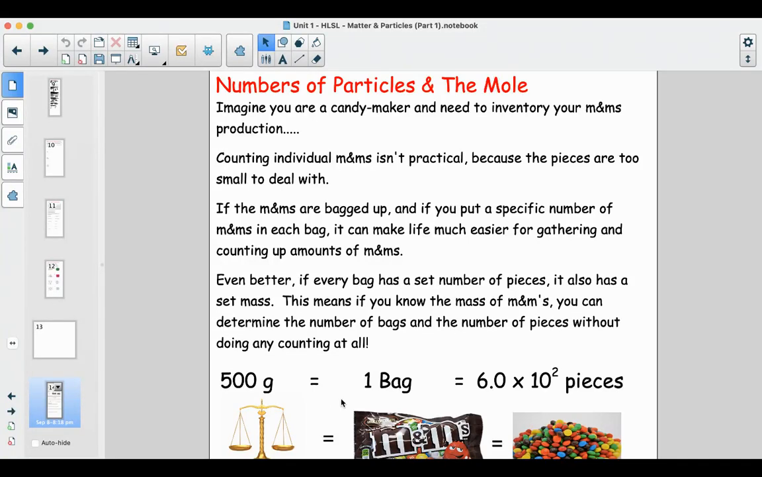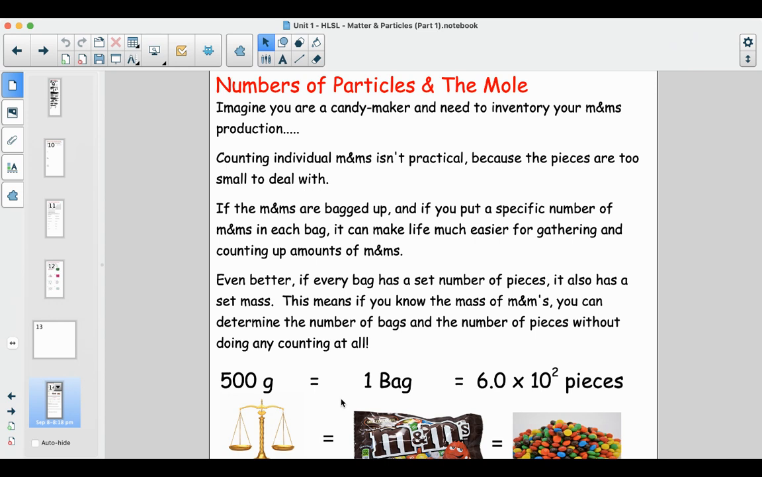Okay, so this video serves as an introduction to the mole. The mole is a unit that gets used in chemistry to stand in for talking about very large numbers of particles. Atoms and molecules and ions are really, really tiny. In fact, they're so tiny and there's so many of them that we can't possibly count them. It's truly impossible to count them all the time.